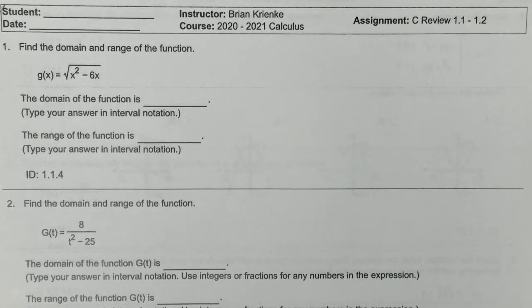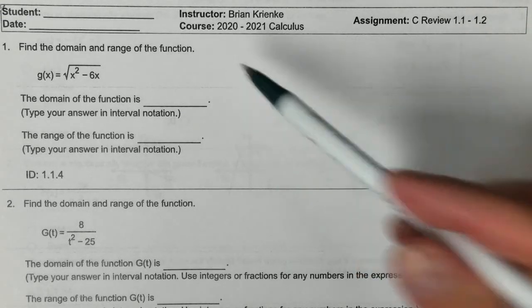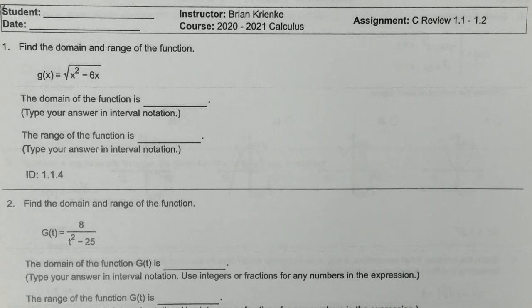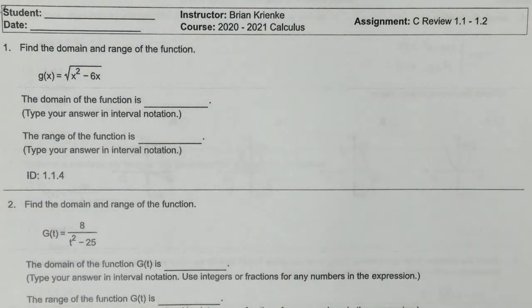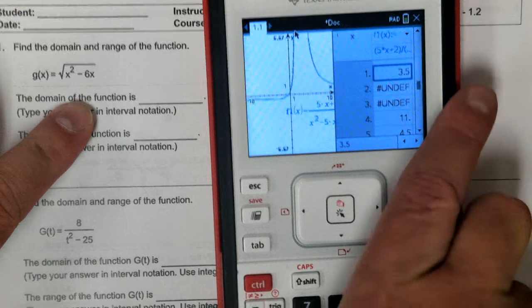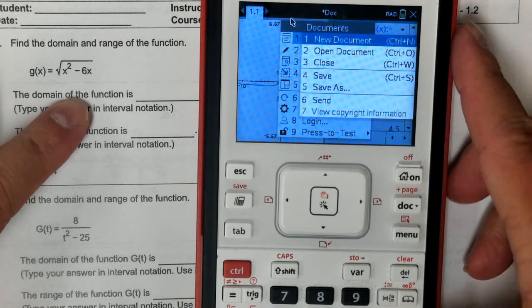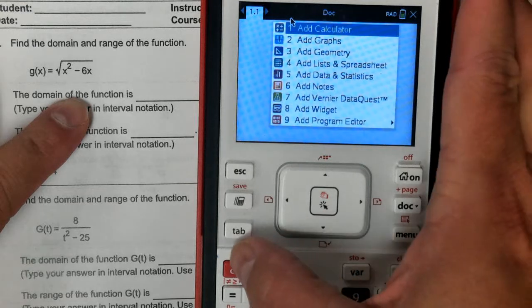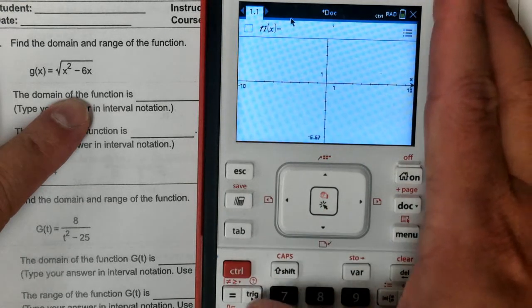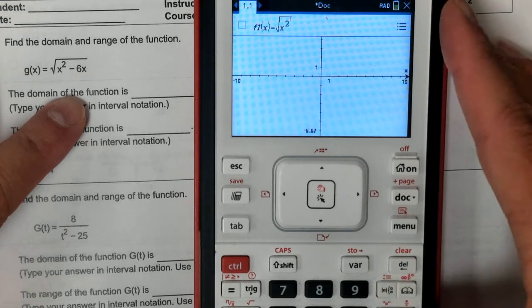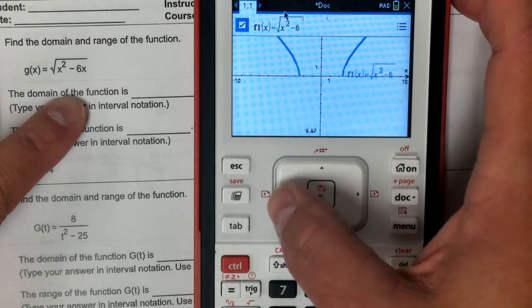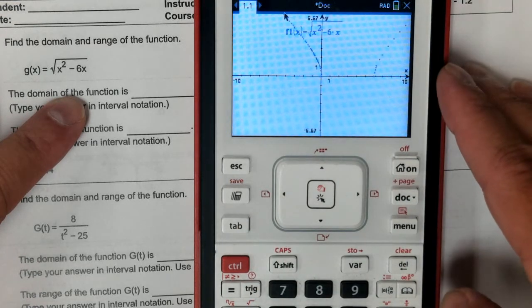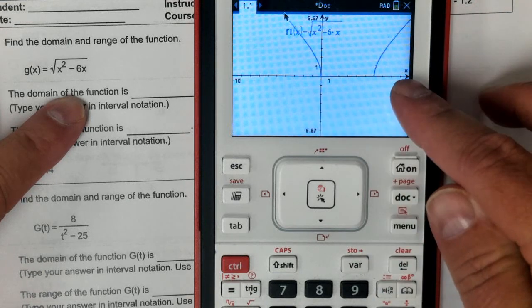Hey everybody, this is your video for the Calculus Review 1.1 to 1.2, and our first is find the domain and range of the function. So the function is the square root of x squared minus 6x. Sorry. So we would graph that. Okay, so it looks like that.